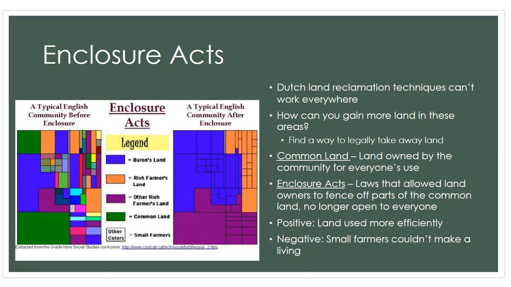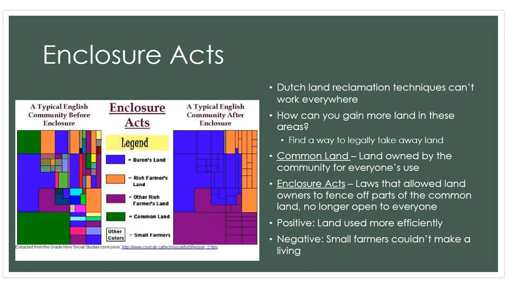But the major negative impact was that it kind of made it so that small farmers couldn't make a living anymore. They needed that common land to help keep their livestock. They relied on that. So they didn't have enough land to have pasture area for them as well as grow enough food for themselves.